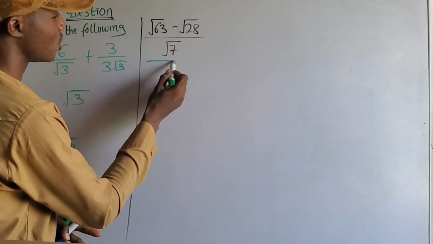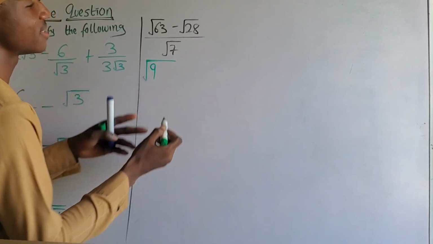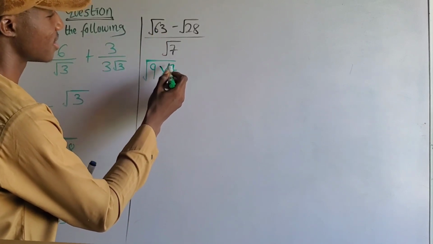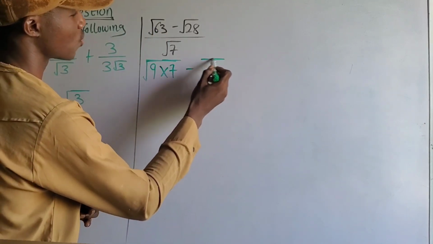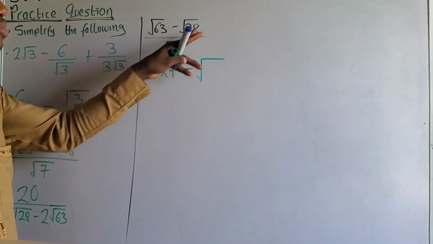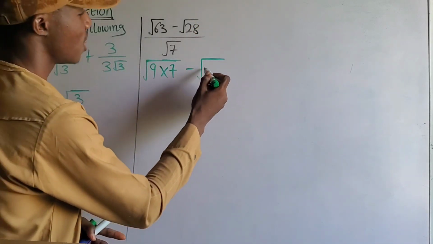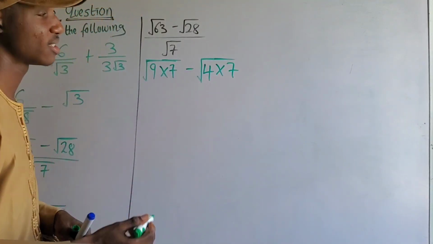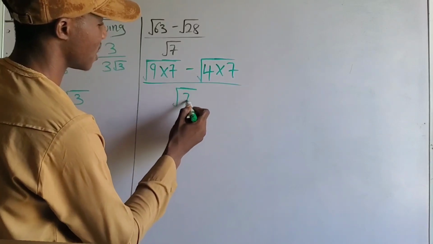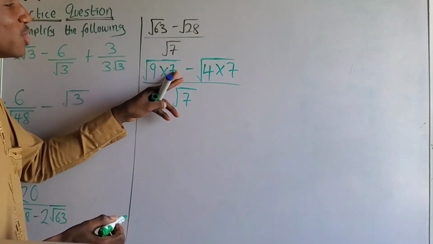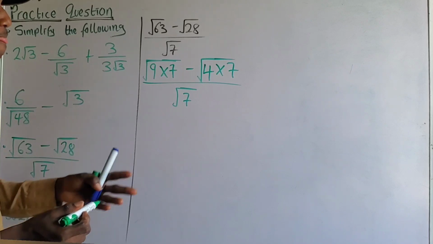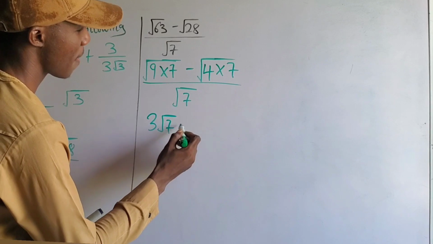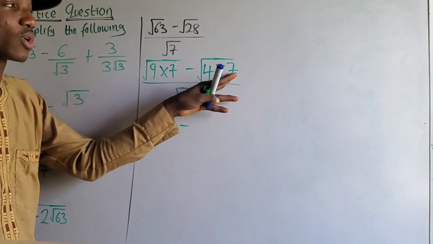If you check, you will discover that if you multiply 9 by 7, you're going to have 63. So I can rewrite 63 as 9 times 7. The square root of 9 times 7 minus the square root of, what can I multiply by 7 to give me 28? That will give me 4. So I can rewrite the square root of 28 as the square root of 4 times 7, all over root 7. The square root of 9 times 7 is the square root of 9 times the square root of 7. And the square root of 9 is 3. So I'm going to have 3 root 7 here minus the square root of 4 times the square root of 7 is what?